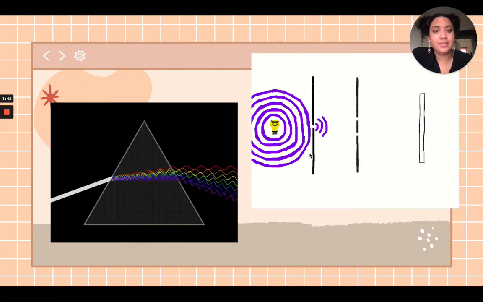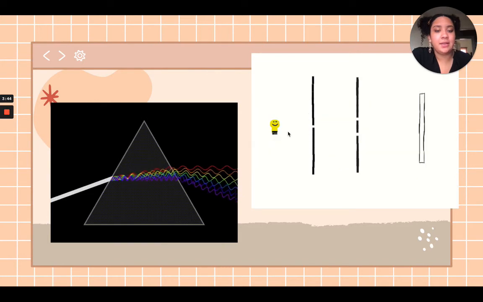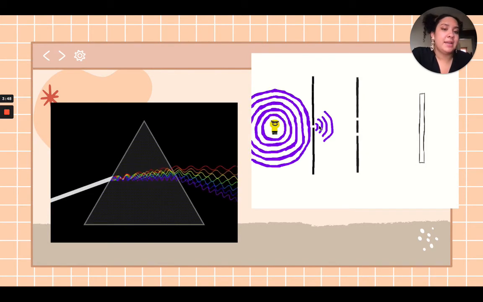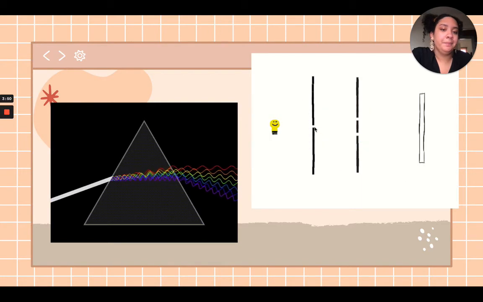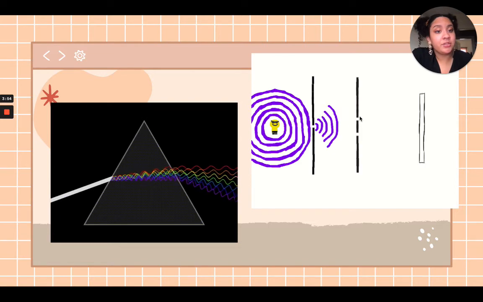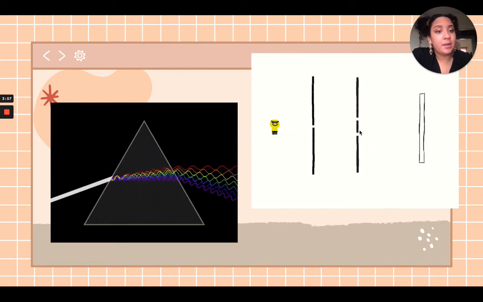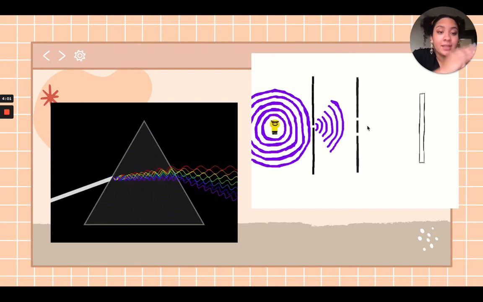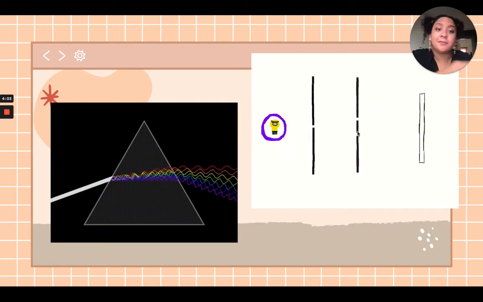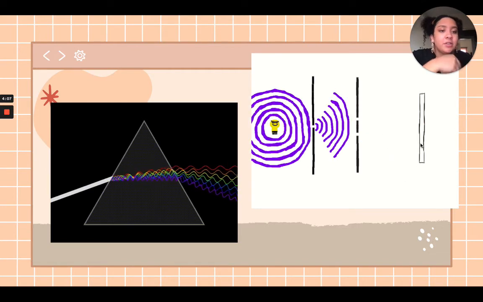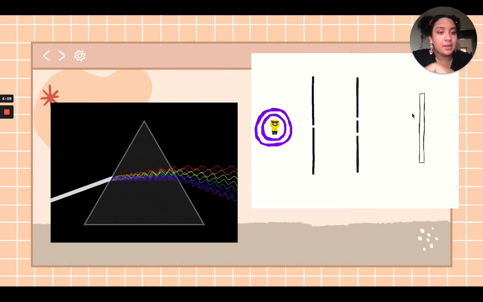Okay, so this is an example. The light bulb is emitting the light waves. It passes through this one slit, and it creates diffraction. And then when it goes through two slits, it creates two different diffractions of waves. And when those waves meet each other, it causes destructive and constructive interference, which causes that black and white pattern.